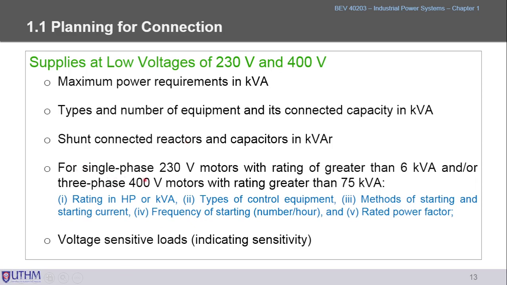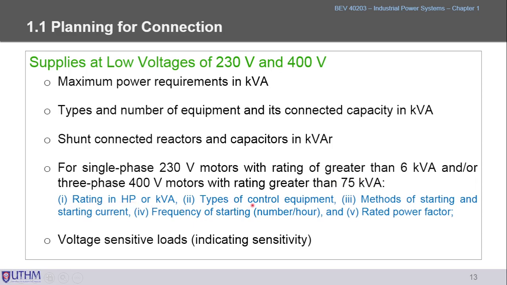And for a single phase 230 volts motor, if the motor itself is greater than 6 kVA, or for three phase 400 volts, if its rating is greater than 75 kVA, that means we need to collect these data. Number one is the rating in horsepower or kVA.